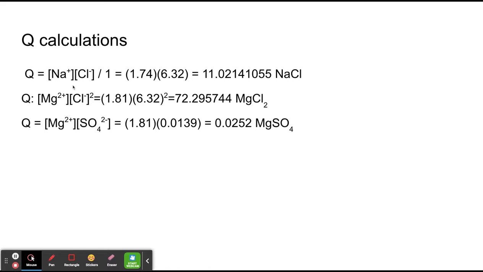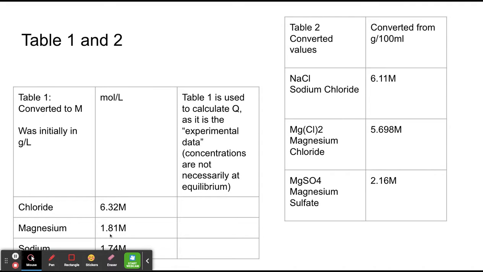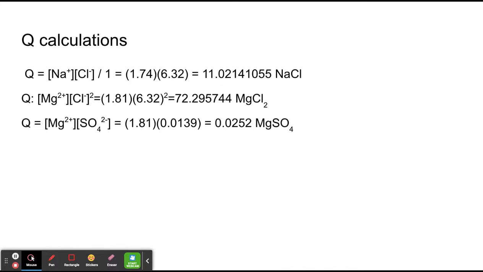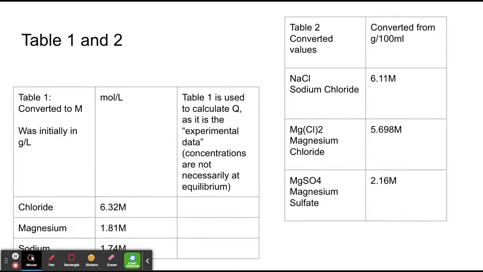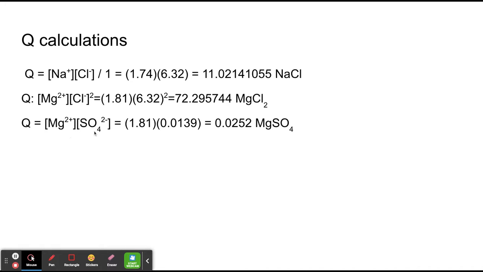Now, the Q calculations are basically the same, Na times Cl, but for these ones, we use table 1's values. So for sodium chloride, we use the sodium, which is 1.74, chloride 6.32, and we end up getting 11.02 and change. Now, same thing for the magnesium chloride. We have the chloride from earlier, which is squared since there's 2 of them. And then we have the magnesium, 1.81, right here. And now the last one, magnesium sulfate, 1.81 times 0.0139 equals 0.0252 magnesium sulfate.